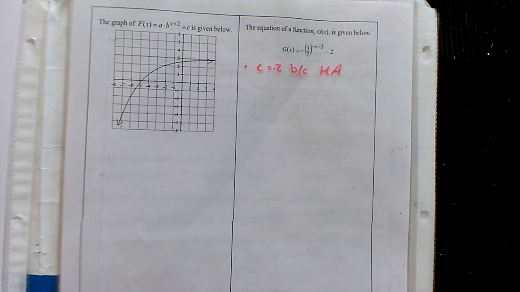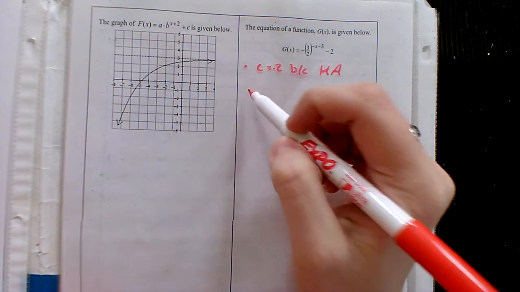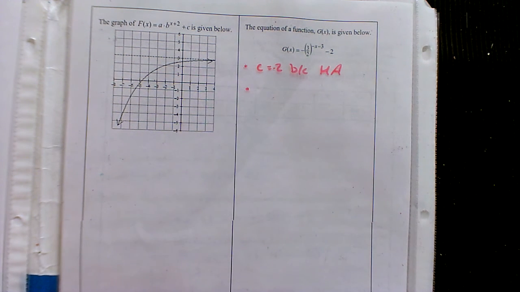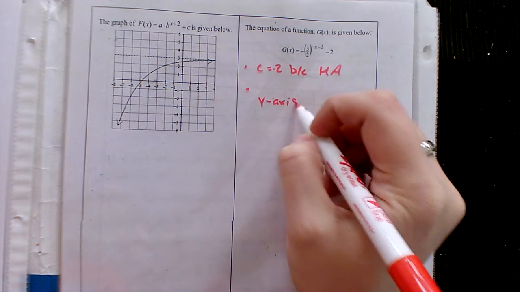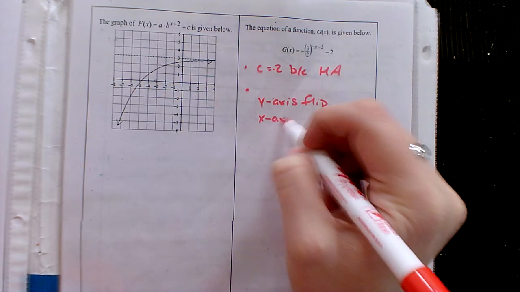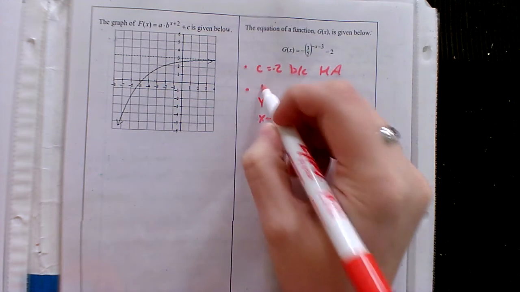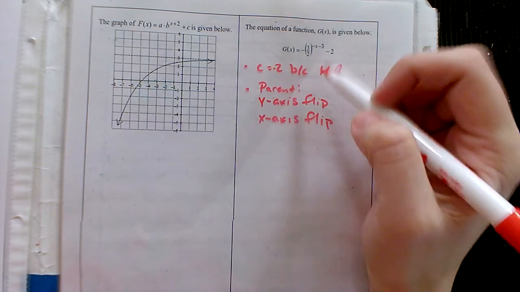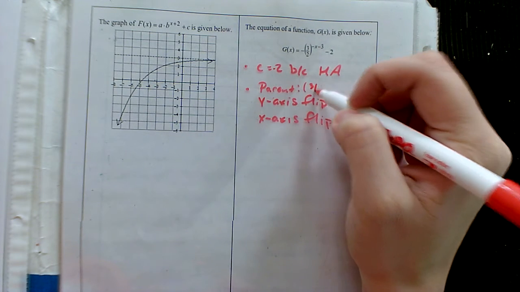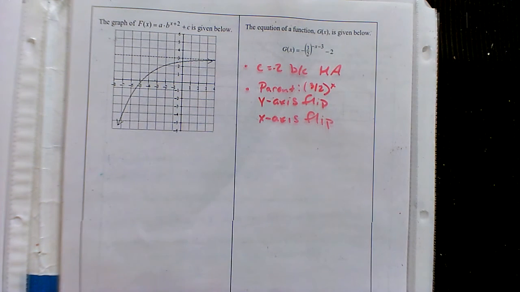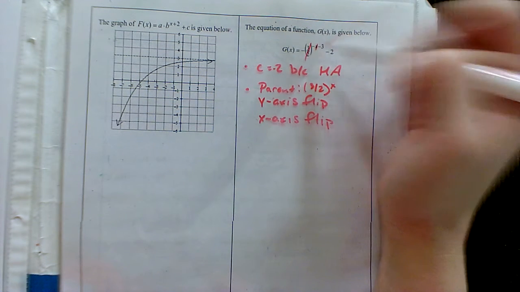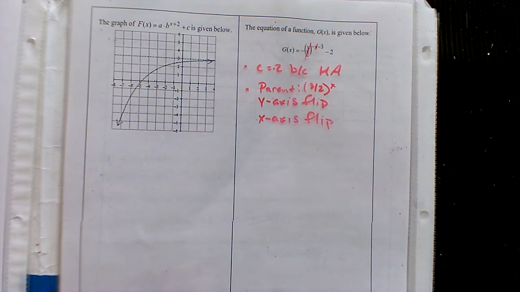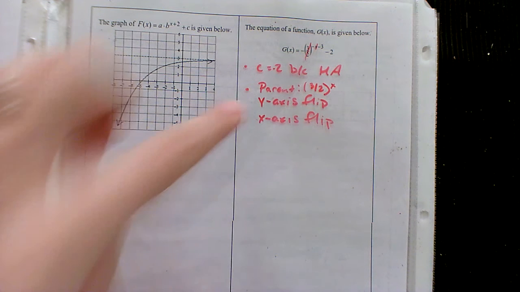Wonderful. Alright, so we know the entire equation. Let's perhaps go ahead and write down some of those transformations. So we have y-axis flip, x-axis flip. Can we identify the parent function? Yeah? Alright, so we have 3 halves to the x power. So if you wanted to cross off the 3 halves and the x, everything else in that equation is some type of change. So I like the 2 flips.